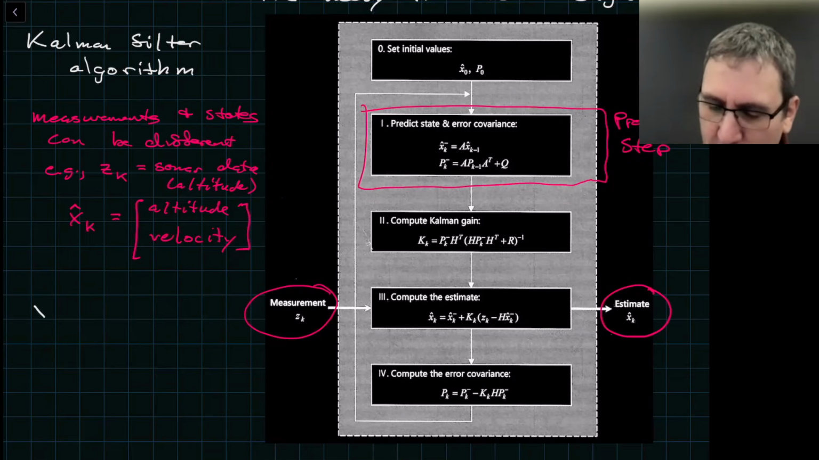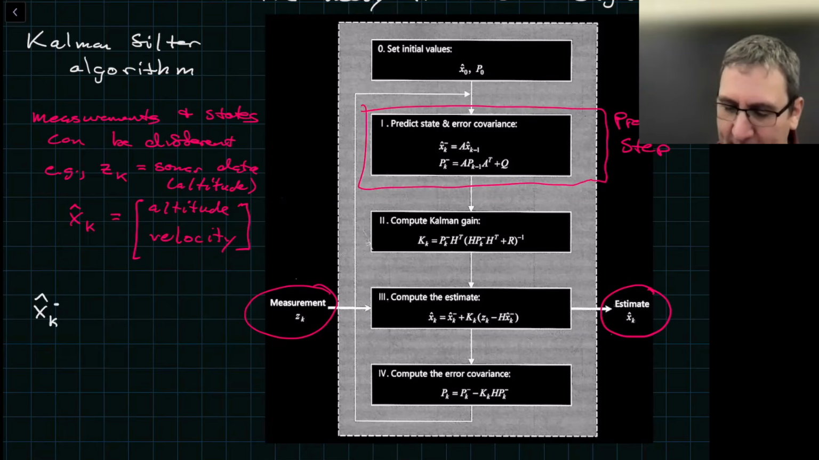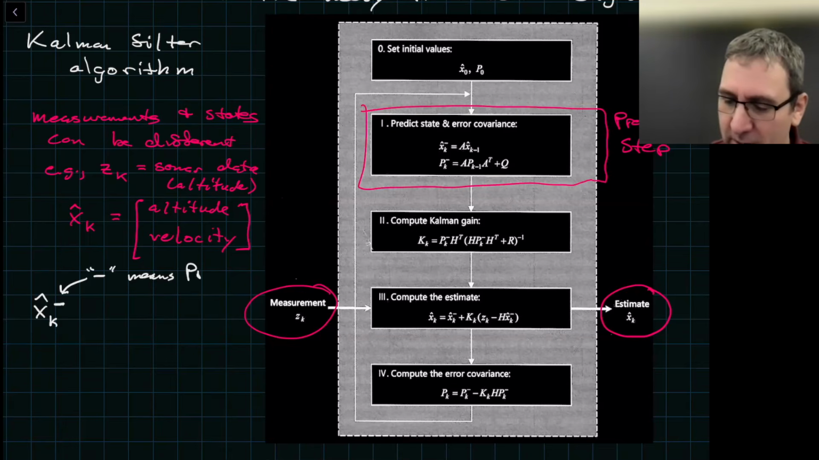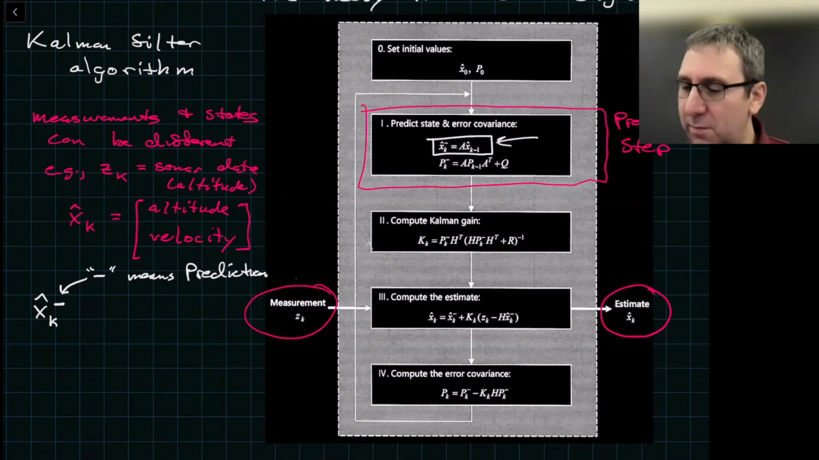We've got what it calls X_K hat, and the hat is just part of Kalman filter notation. And then this minus sign is important, because the minus means it's before you do the estimate. Minus means a prediction. So the Kalman filter tries to predict what the next step will be using a simplified linear model compared to the previous step. We'll say more about this next time.